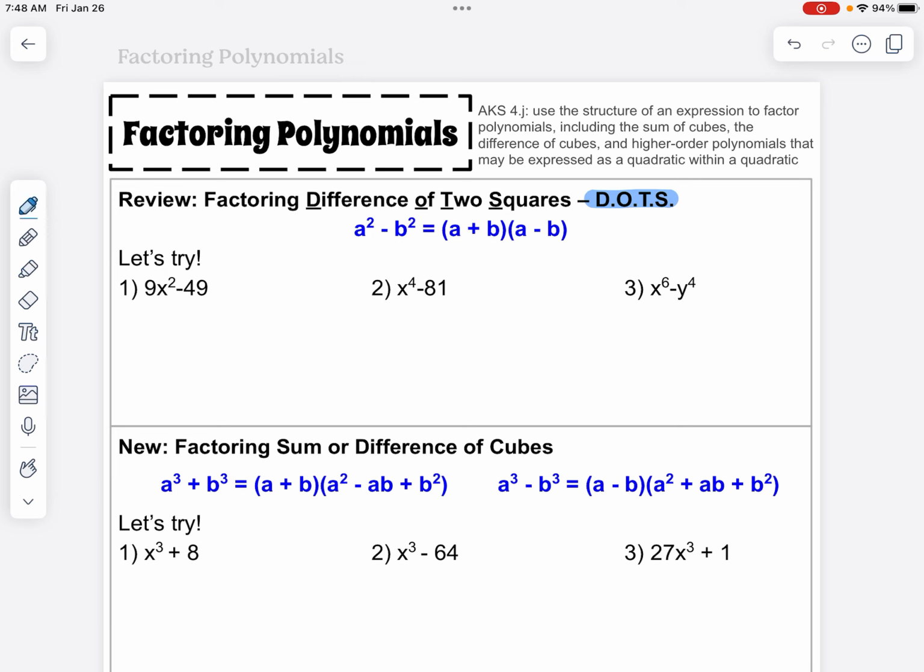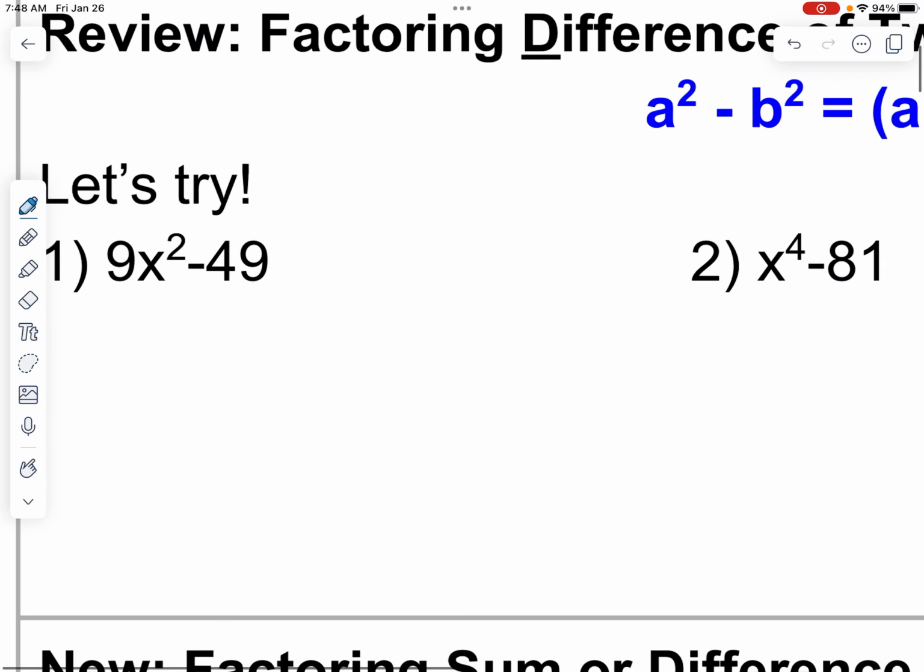DOTS we can use if, one, it's a difference, so subtraction, and two, if you have two perfect squares. Perfect squares for variables would be any variable that's raised to an even power, an even exponent. And for numbers, you just need to know some of the first few perfect squares: 1, 4, 9, 16, 25, 36, and you can keep going on and on. So let's try. This is kind of a review from before.